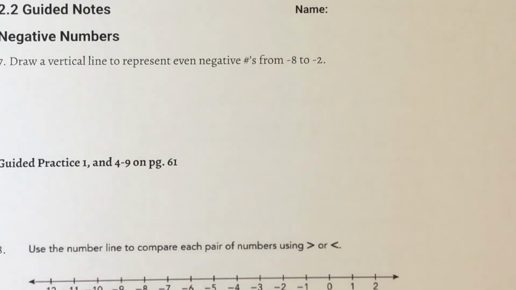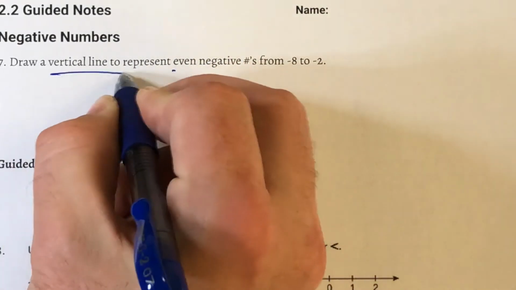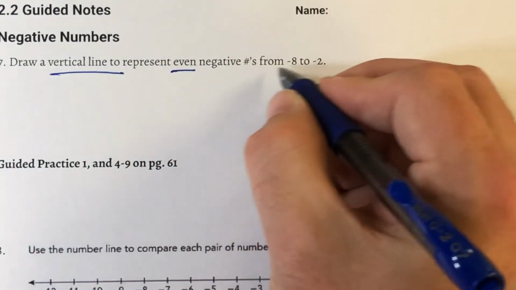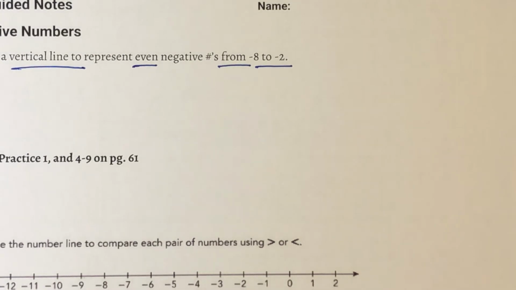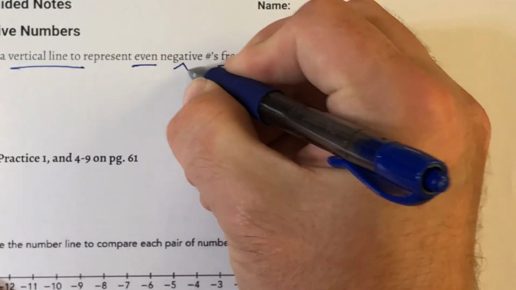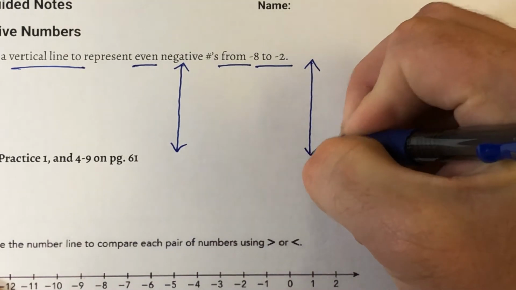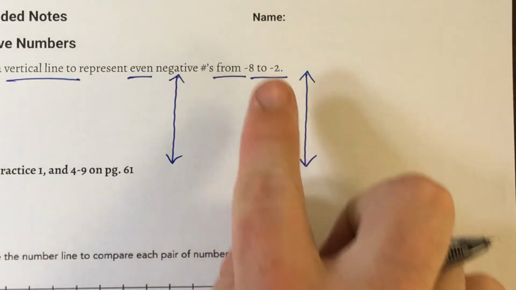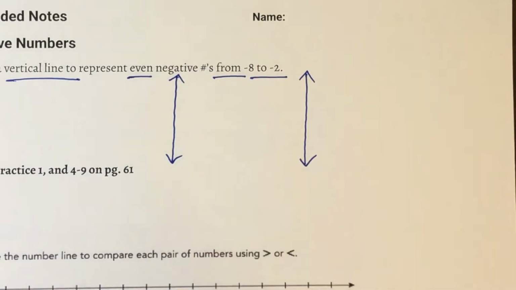Our next example, we're going to draw a vertical number line to represent even negative numbers from negative 8 to negative 2. So it's got vertical, we want even, and we want from negative 8 to negative 2. So first step, you want your vertical number line. We're going to do this twice to show you two different possible answers. Second step, put our end numbers, negative 8 and negative 2.